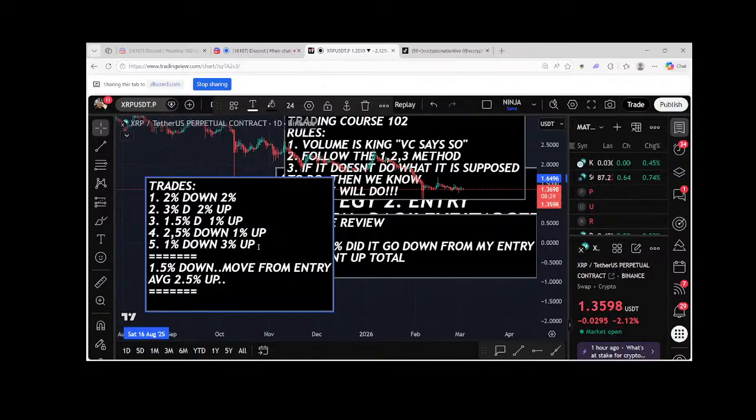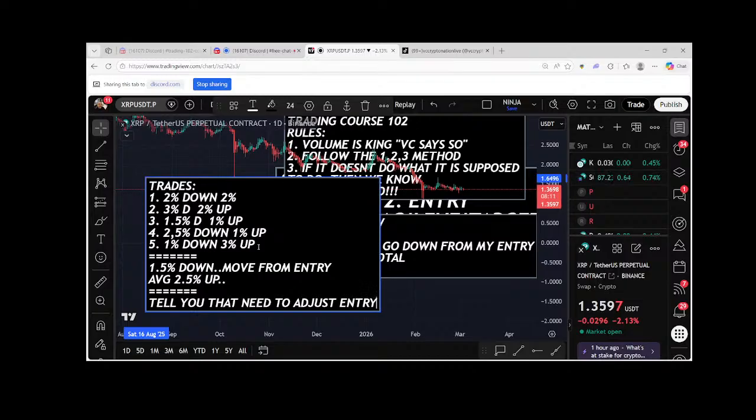Now, two things this does for me is that, one, this is how I'm going to correct the things that I do. For instance, if this was happening and I looked at it and I said, okay, off of this, I'm going to tell you that you need to adjust your entry. And wherever your entry is, whatever you put it at, right, you're going to move it down 1% down every time.